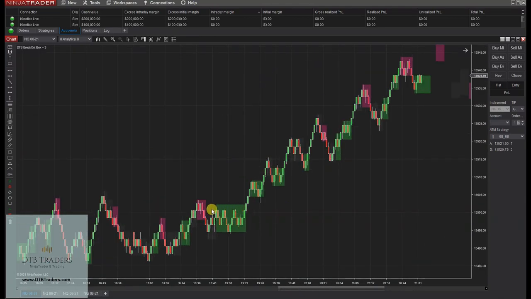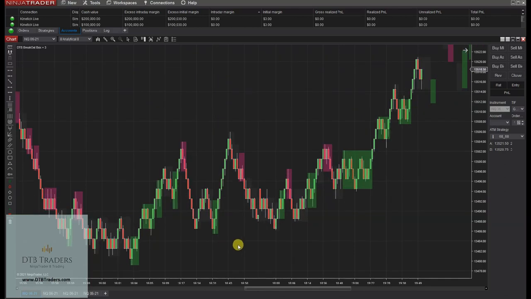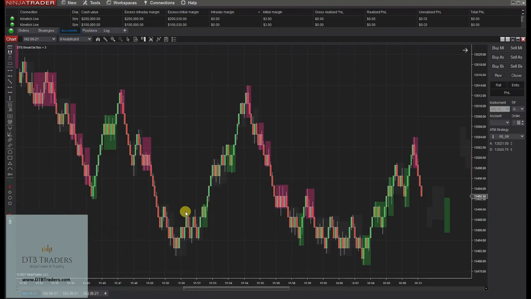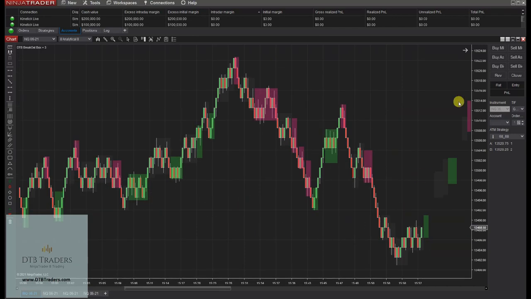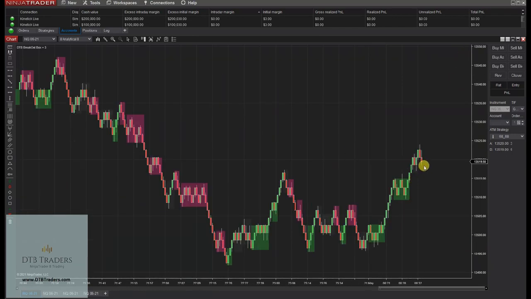Now, once these boxes form, they are going to stay there. They're not going to change color afterwards. So whatever box you see, it's going to stay there. You'll see green and pink boxes, so for example, green, pink. That's not going to change color after the fact. It's going to stay that color once it has painted.